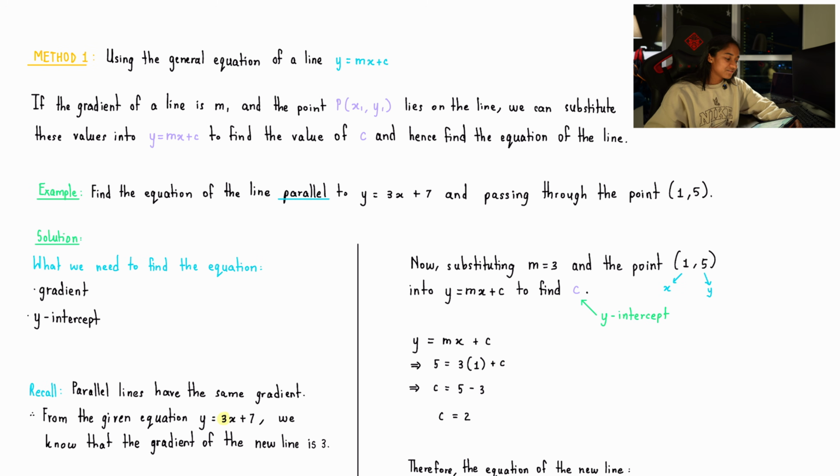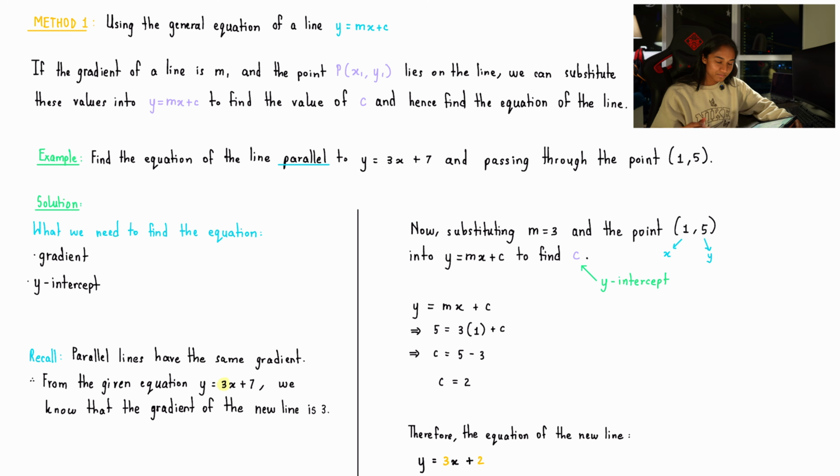So if the gradient of a line is m1, and the point P is x1, y1, and it lies on the line, we can substitute these values into y is equal to mx plus c. Very straightforward, right? And we can find the value of c, and then, of course, we could find the entire equation of that line. So let's look at an example.